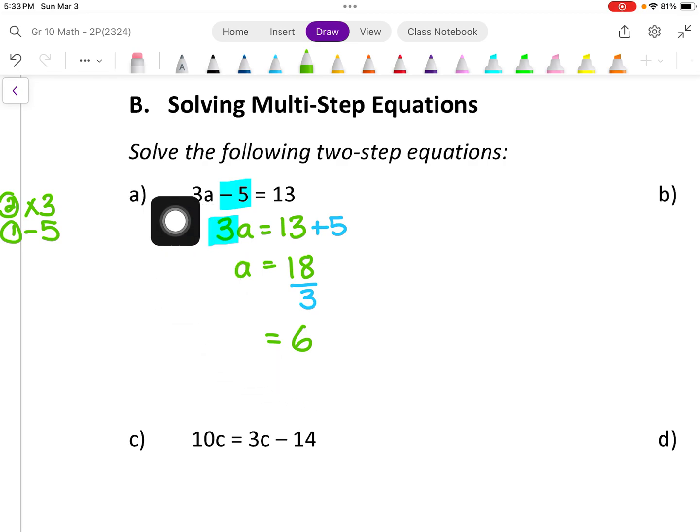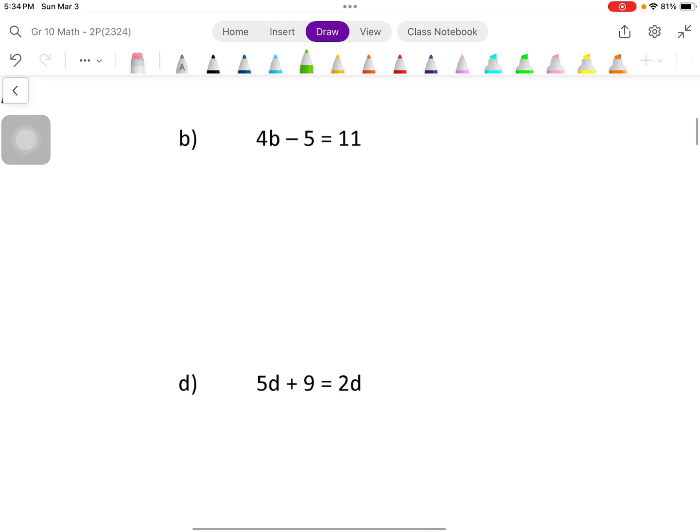I can come back up here. 3 times 6 is 18, and then 18 subtract 5 is 13. So here I'm evaluating the left side of the equation and then comparing it to the right side. When I'm evaluating, I use BEDMAS. I do my multiplication first and then my subtraction. When I'm solving, I'm working backwards, so I'm first undoing that last thing, and then I'm undoing the multiplication or division. All right, let's take a look at another example.